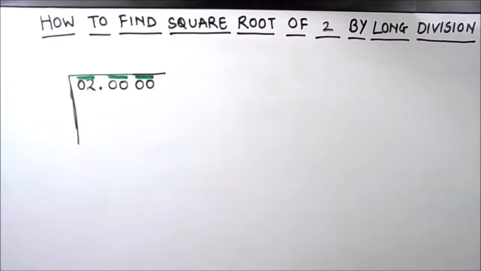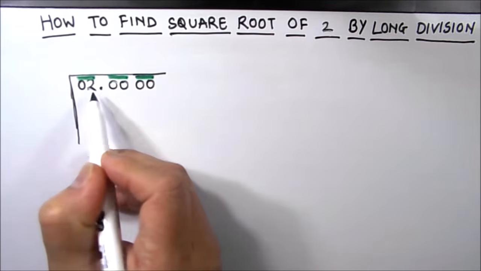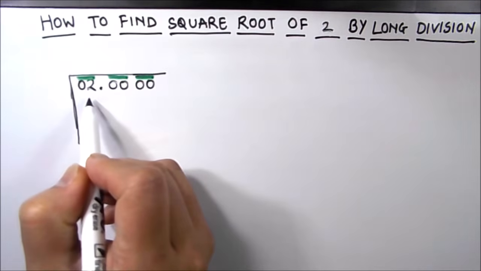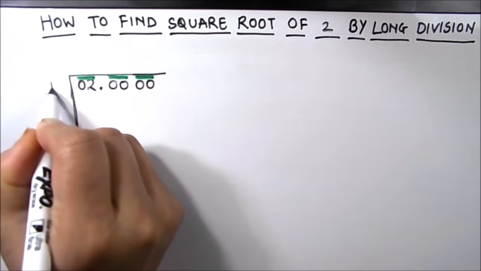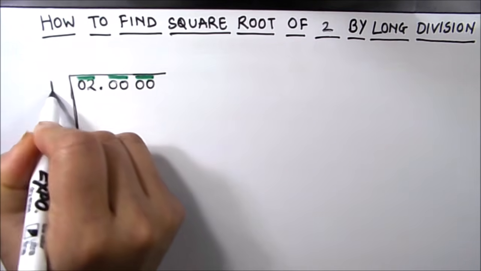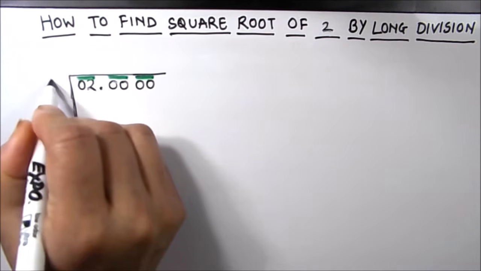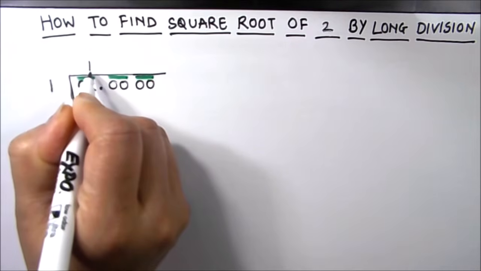Now the second step is to think of the largest number whose square is equal to or just less than the first period. So this is our first period 0 2. So we have to think of a number whose square is equal to 0 2 or just less than 0 2. So here our number is 1, because 1 square is 1. 2 square will be more than 0 2, which is 4. So our divisor is 1. As this is a square number, our divisor is 1, and our quotient is also 1.